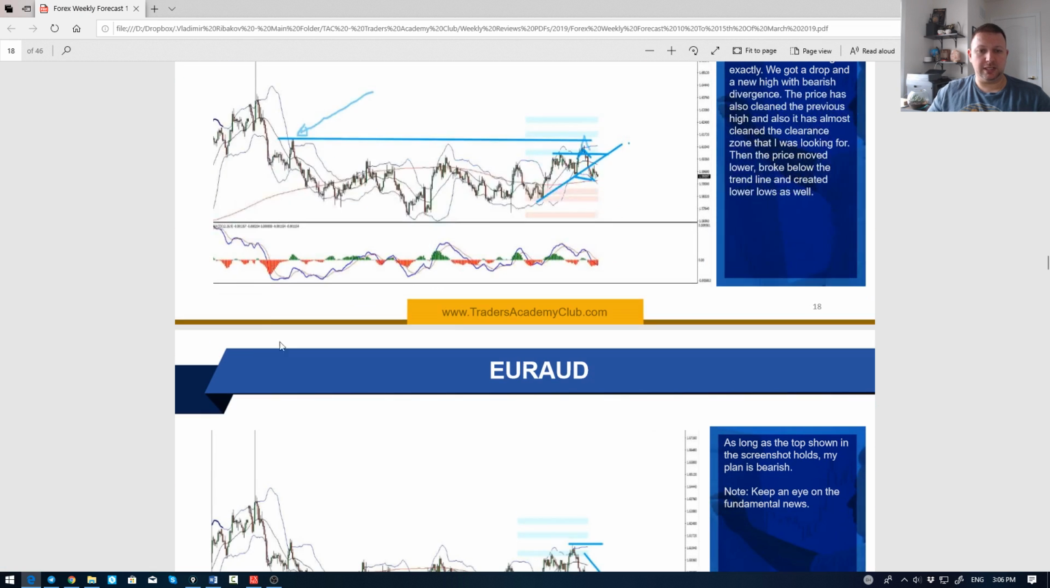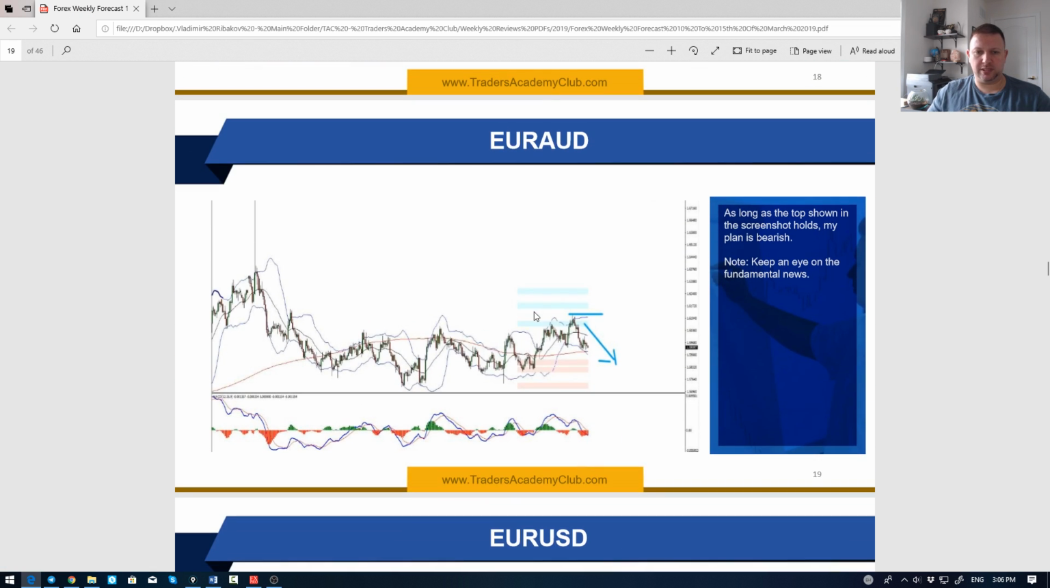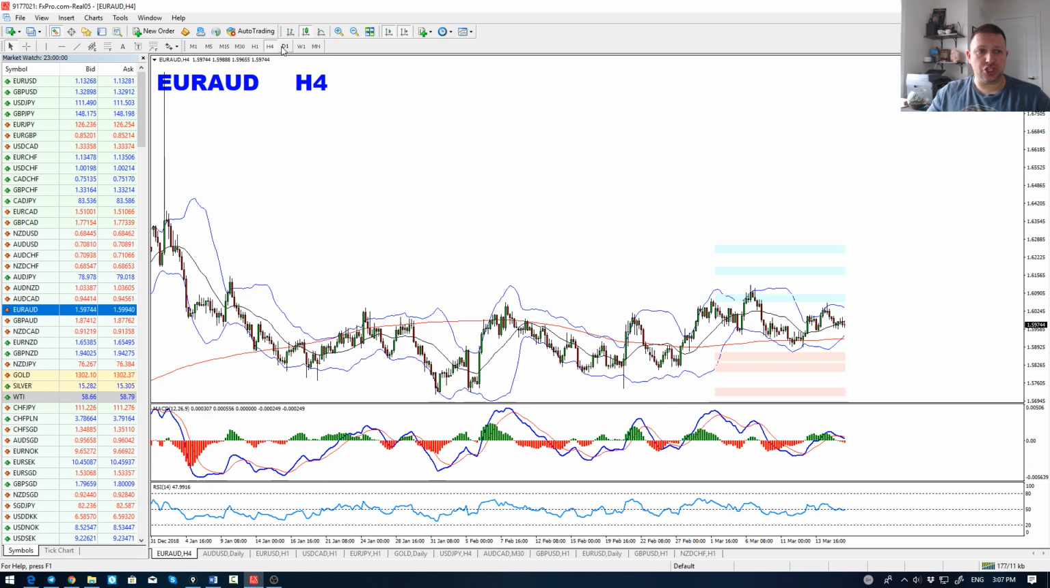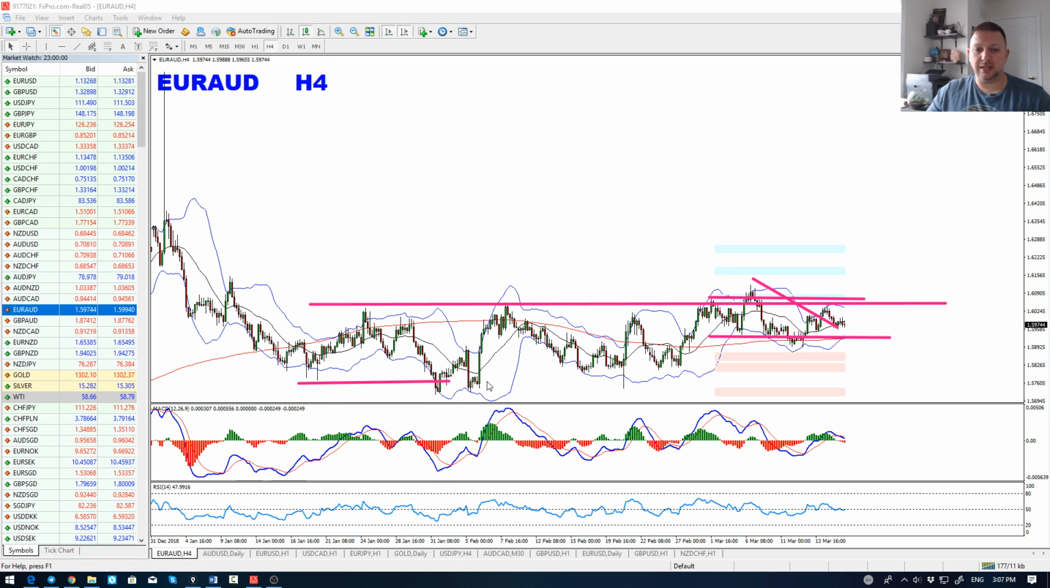The next one on the list is the Euro versus the Aussie. The plan for us is bearish, meaning looking for sell setups. It didn't really change much this week. Pretty much doing the same, holding the same range, right? Now this becomes a little bit suspicious, as it is a small range within the bigger range. It might turn out to be a bit suspicious, and here is why.